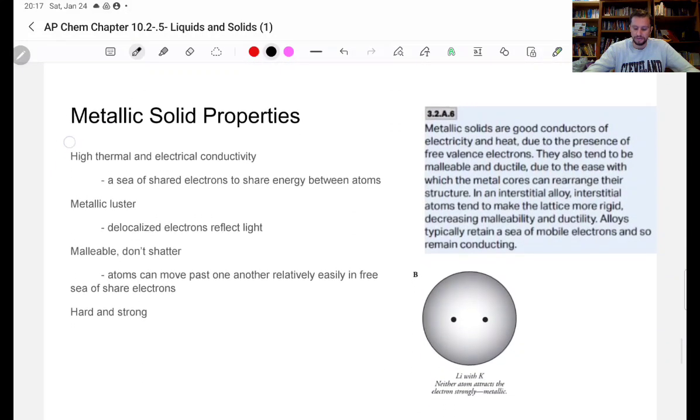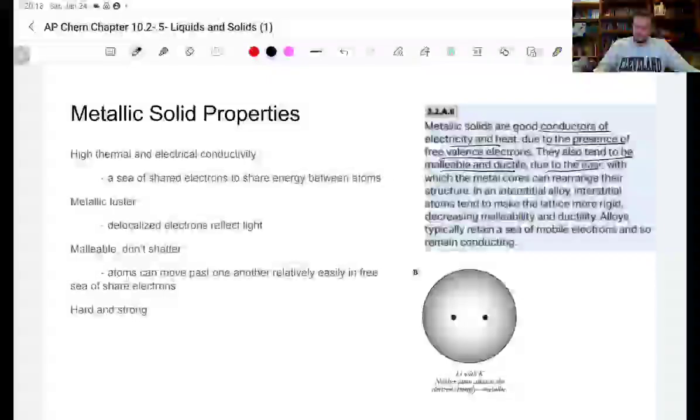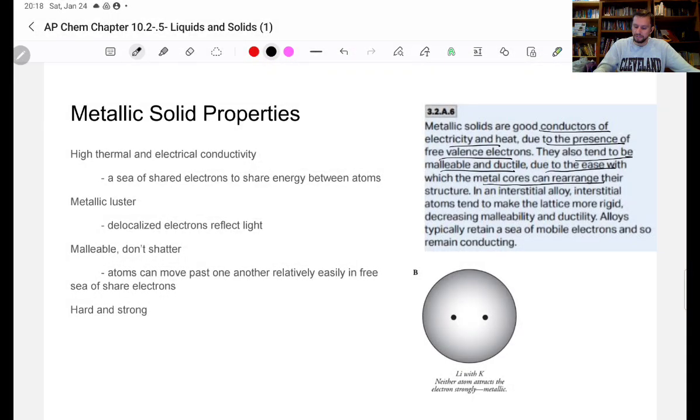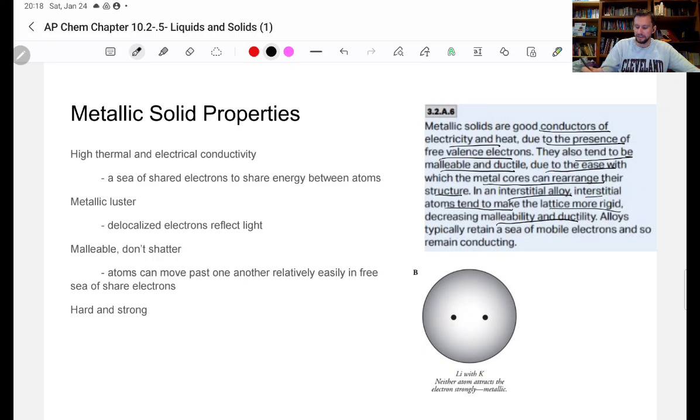And as a result, they are also hard and strong. So let's read the standard here. Metallic solids are good conductors of electricity and heat due to the presence of free valence electrons. They also tend to be malleable and ductile. Ductile, like you can spread it out in a line, due to the ease with which the metal cores can rearrange their structure. However, in an interstitial alloy, interstitial atoms tend to make the lattice more rigid, right? So especially if we have like a carbon alloy or something, decreasing malleability and ductility.